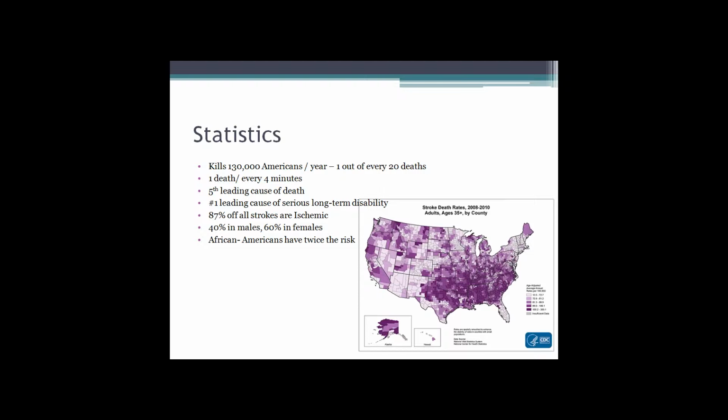And also interesting, the CDC's calculating that 40% of strokes occur in males and 60% in females. They've also broken down the statistics for different races. They found that African Americans have nearly twice the risk for first ever stroke than Caucasians. And lastly, I found this little map that shows the rates of strokes geographically. So you can kind of see where it's more populated, where there's a higher rate of stroke.